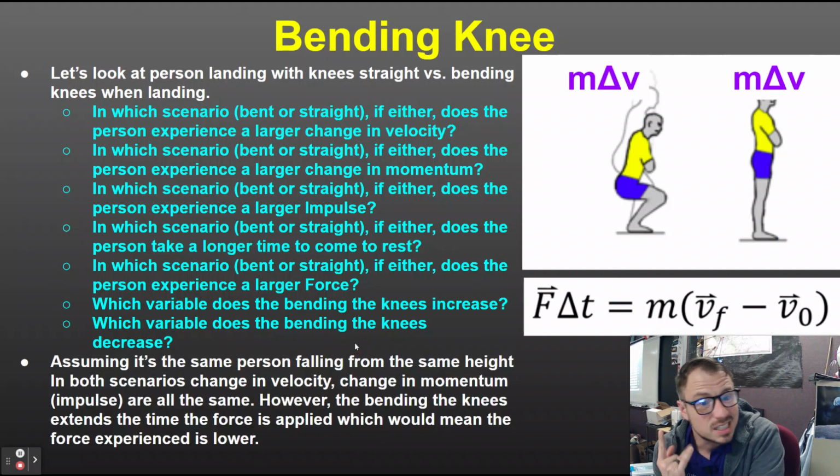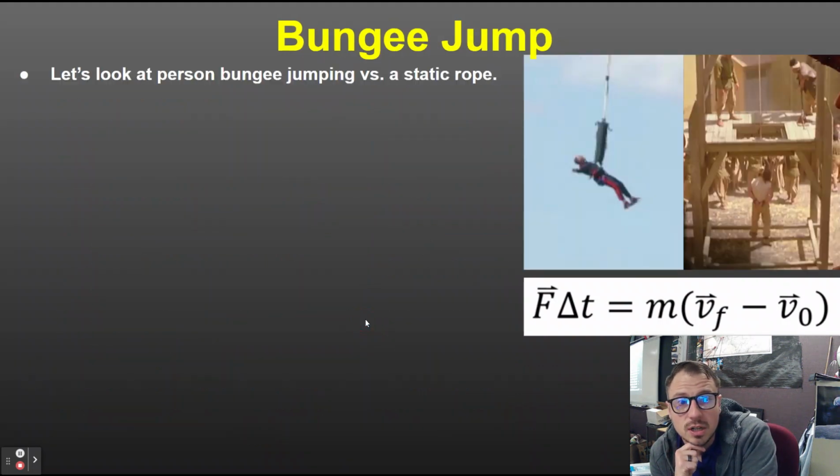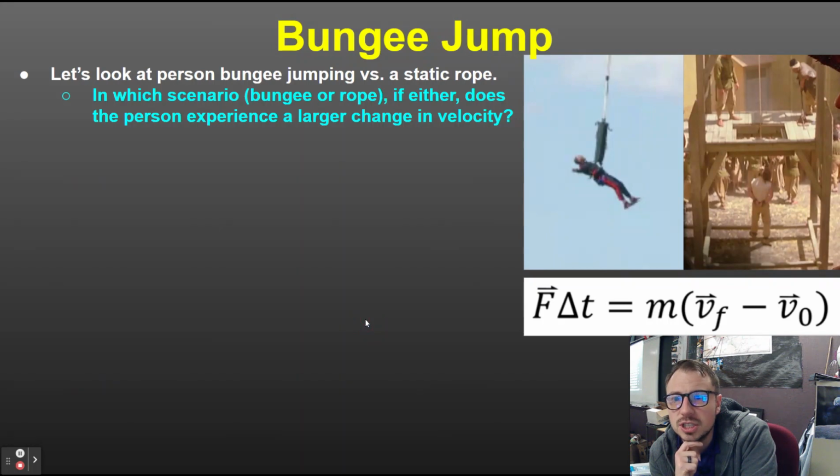So if we look at this, same mass, same change of velocity, right? Now, the time is what you can manipulate. You want to spread that time out as long as possible, which will lower the force, right? If you kept your knees straight, you're going to stop really quickly, but you're going to experience a larger force. So that has to do with the bungee jumping, right?